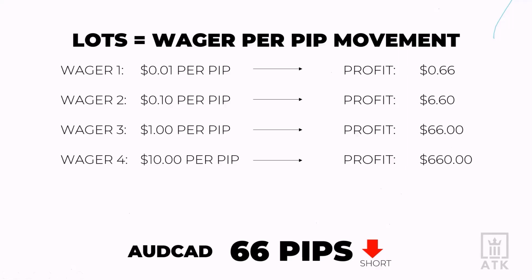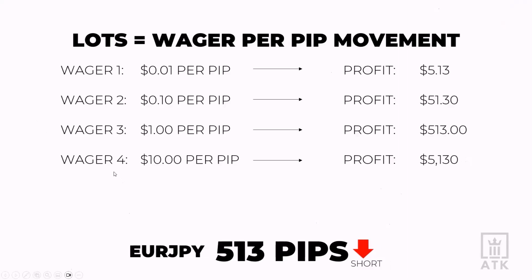This is the concept of how money changes hands: speculating on where price is going to move and how far it's going to move, and then wagering a lot per pip movement. Simple concept, and that's all it is. Let's keep pushing through this concept because we're just building tonight.